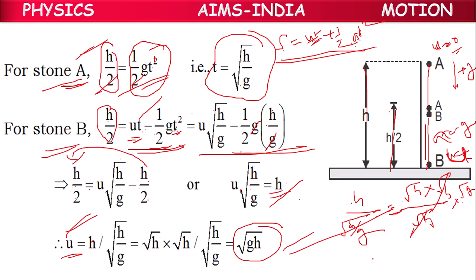Means if we throw with the velocity of root gh, then the freely falling body and the vertically projected body both will reach halfway, or midway, between their total distance. We have to throw with the velocity of root gh.